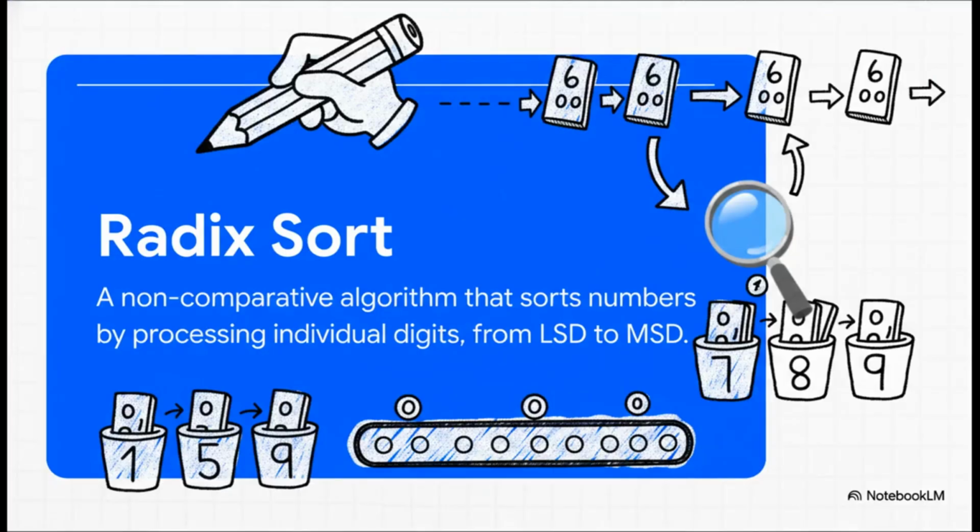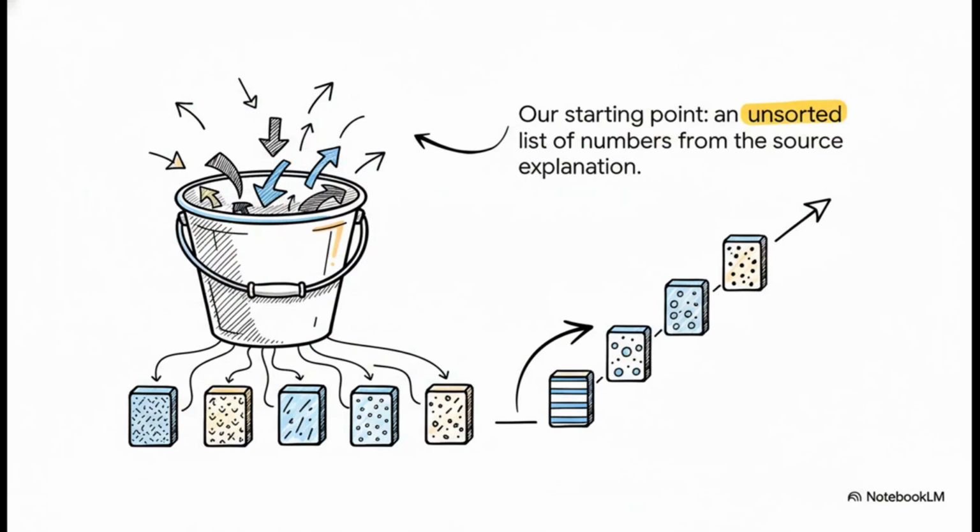First up is something called Radix sort. Now this one's a little bit of a mind bender. Most sorting algorithms work by comparing two numbers. Is 5 bigger than 3? Radix sort doesn't do that at all. Instead, it sorts numbers digit by digit, starting from the rightmost digit, the ones place, and working its way to the left. Let's just see it in action.